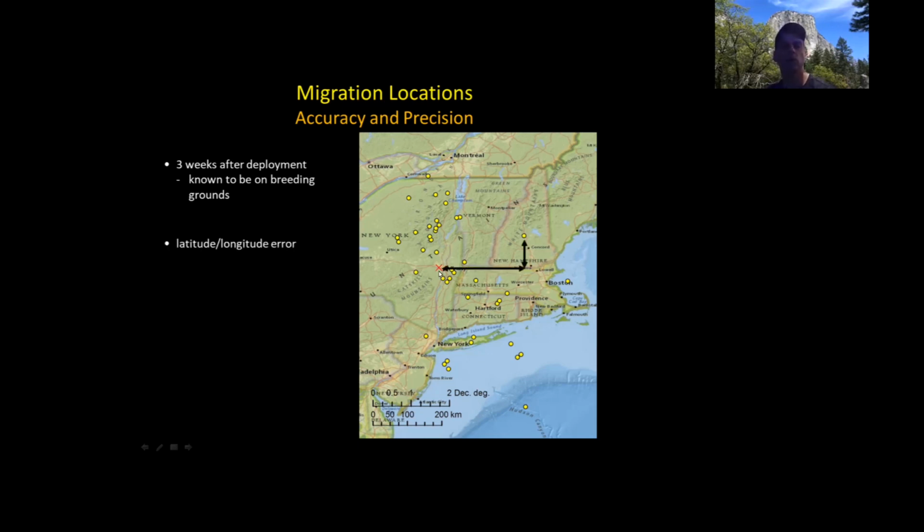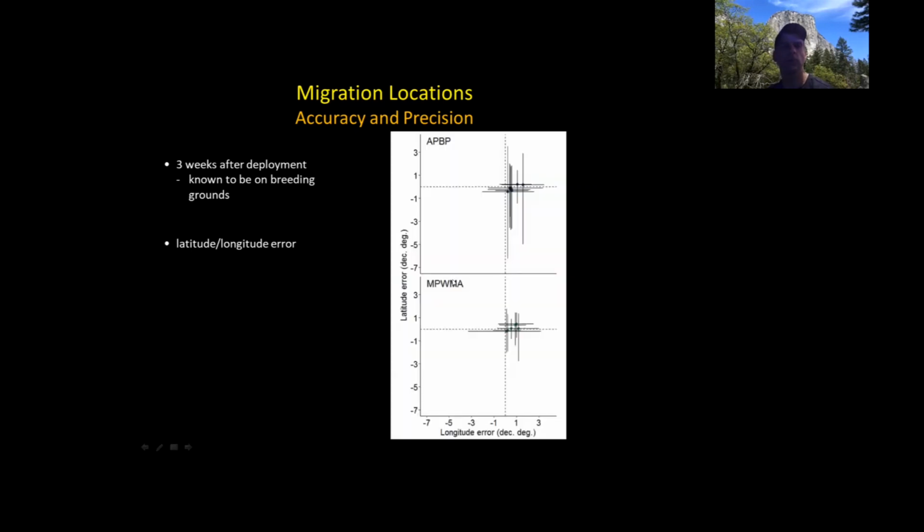We can look at this in a more quantitative fashion. If we measure how far away each of these estimated locations is from the known location at the X, we can look at the difference in latitude and longitude. So if we plot the average location and the error bars for each bird, the error bars represent basically the inner 95% of the distribution of distances.